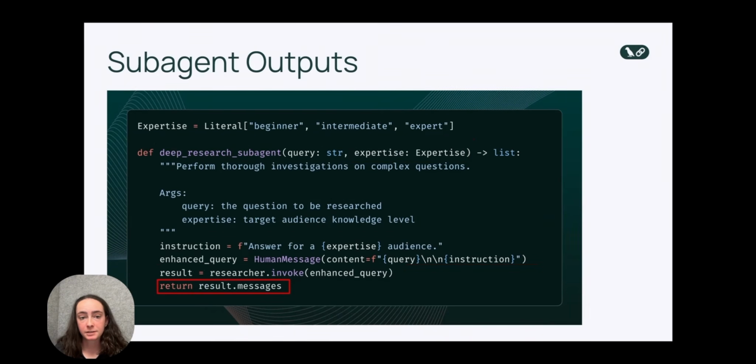You can also customize the subagent outputs. So previously, while we were returning just the last message from our researcher subagent, we can instead return the entire message history from that subagent to our main agent if we think that the main agent understanding the trajectory of the research would help with the broader task at hand.